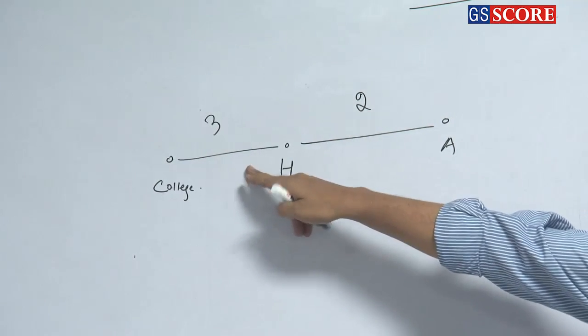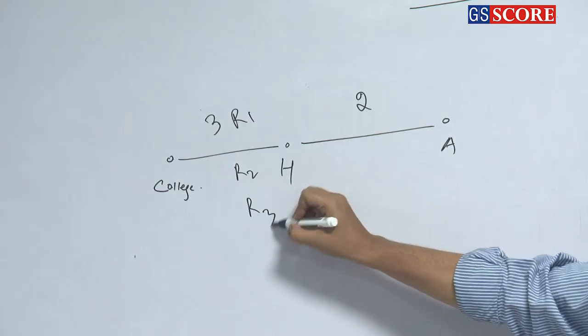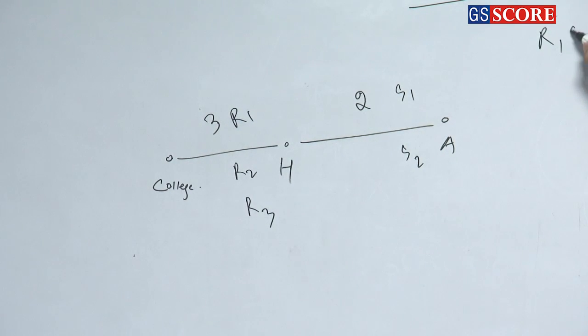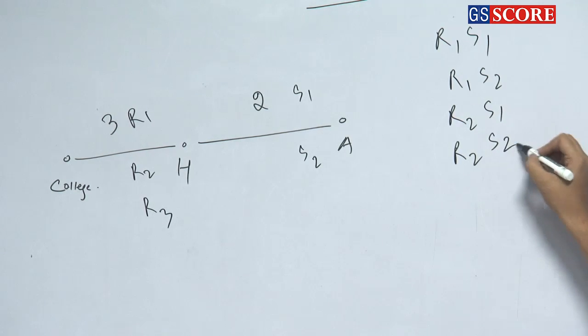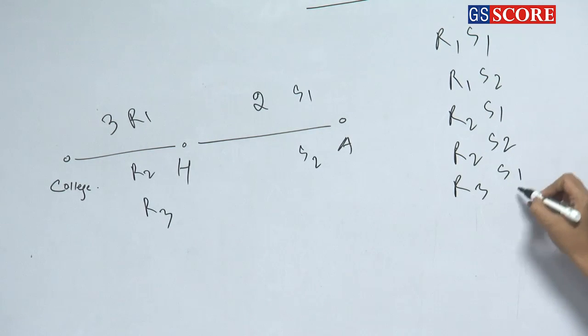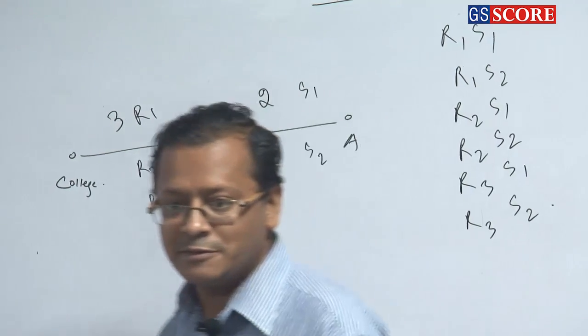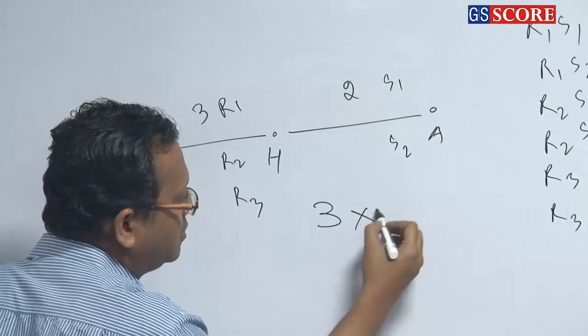The number of ways is, say, route 1, route 2, route 3 and say S1 and S2. So what will be the possible routes? R1 S1, R1 S2, R2 S1, R2 S2, R3 S1 and R3 S2. So how many routes are there? 6. Clear? So which means, what did you do? 3 into 2?